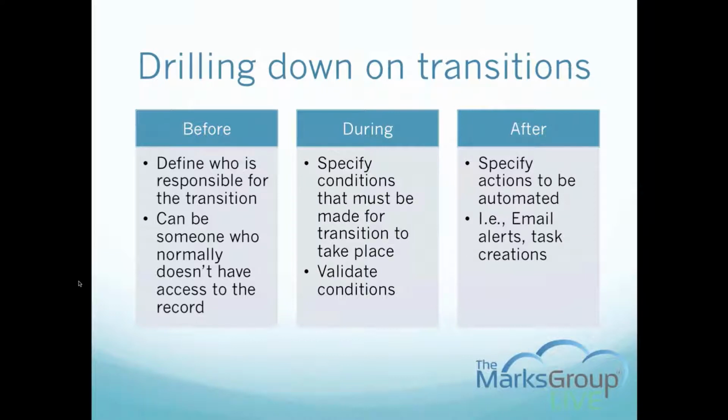During the transition, that's where you can require certain pieces of information, validate conditions, and basically update a field, different things like that. And then after the transition, that's where you can set the actions to be automated. So now you can say, now that we moved into this new transition, let's set a task for somebody so they remember that they have to do something, or send an email to someone saying this has now been complete, something like that. And we'll go through all of this. This is just to give you a little bit of background before we go.